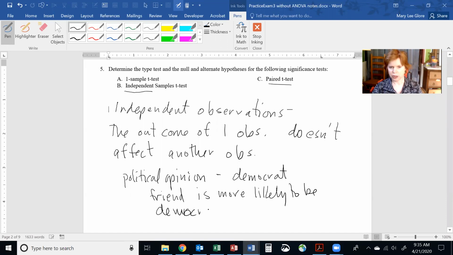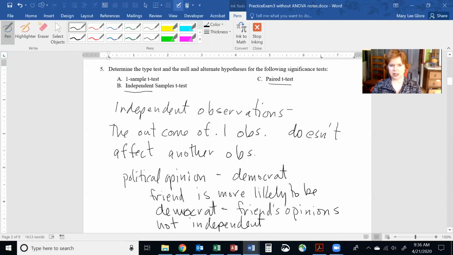Because people who hang out with each other, they affect each other. Now, that doesn't mean that all of your friends are Democrats, but if I know you are, and this is your best friend, then that person is more likely to be Democrat, right? So your friends, regarding political opinion, your friends' opinions are not independent of each other.